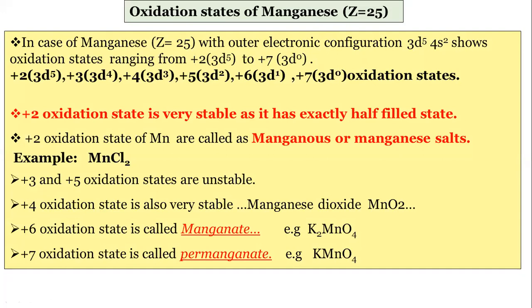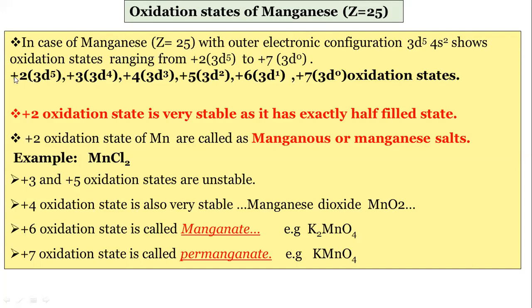So for 1 mark, students are expected to write all the oxidation states of manganese, that is +2, +3, +4, +5, +6, and +7. These oxidation states are shown by manganese. And the next question is, why is this +2 oxidation state more stable?